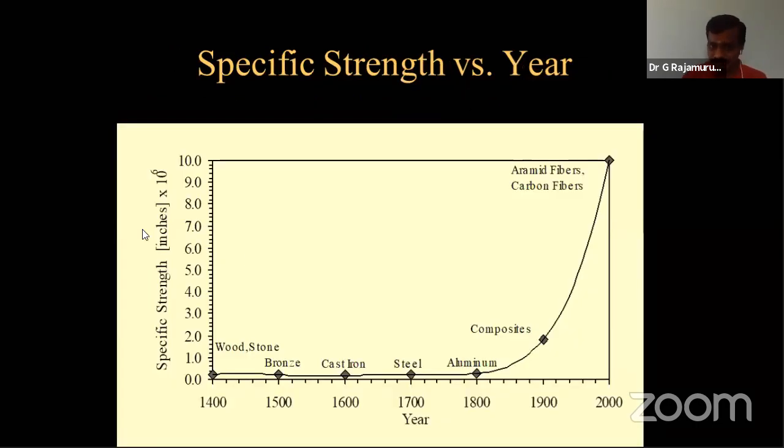In this particular diagram, you can see, day by day, from the year 1400 to around the year 2000, the specific strength in 1400 is just above 0.0102, something like that, for bronze material, cast iron, steel, and aluminum. And in the year 2000, it has reached around 10 times 10 to the power 6, for carbon fibers and aramid fibers, right?